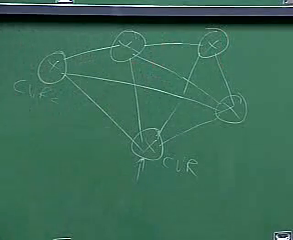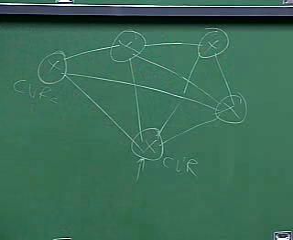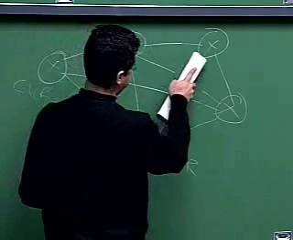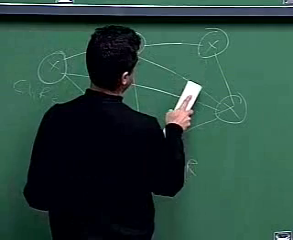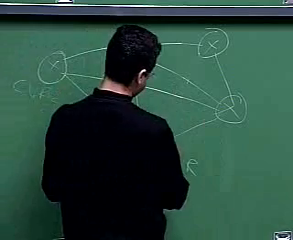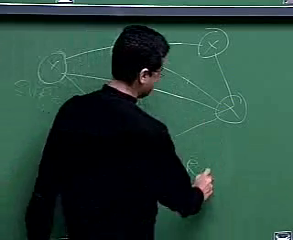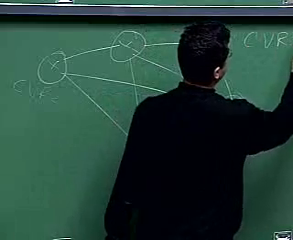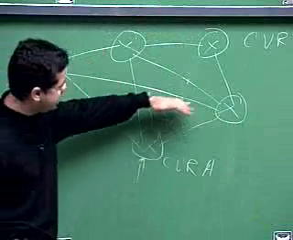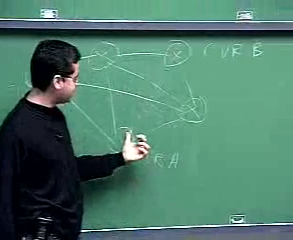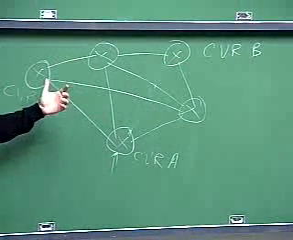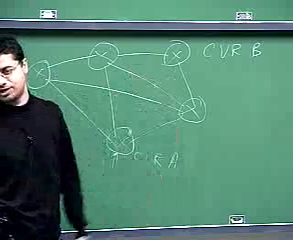Now suppose we did not have a full mesh topology, so now you're trying to send a message from this CVR, CVR A, to CVR B. CVR A does not have a direct path to CVR B. The question is, how are you going to send a message from CVR A to CVR B?